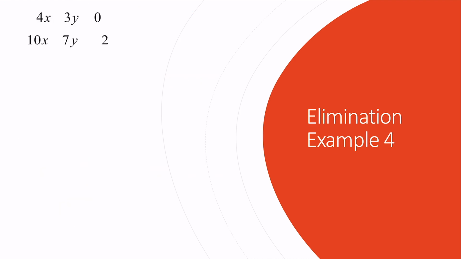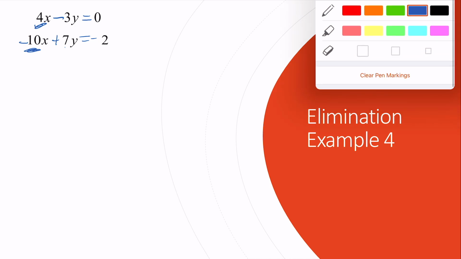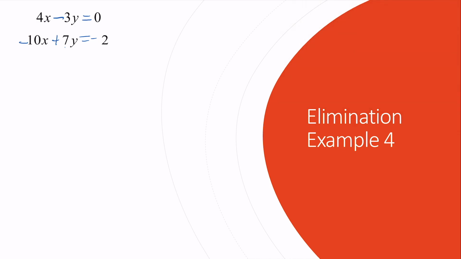Our last example before we look at an application is 4x minus 3y is 0 and negative 10x plus 7y is negative 2. So here I don't have either of my coefficients for my x's or my y's being additive opposites, and there's no way to multiply a 3 to get a 7. There's no way to multiply a negative 10 to get a 4. So what I'm going to have to do is multiply both equations by a different number.